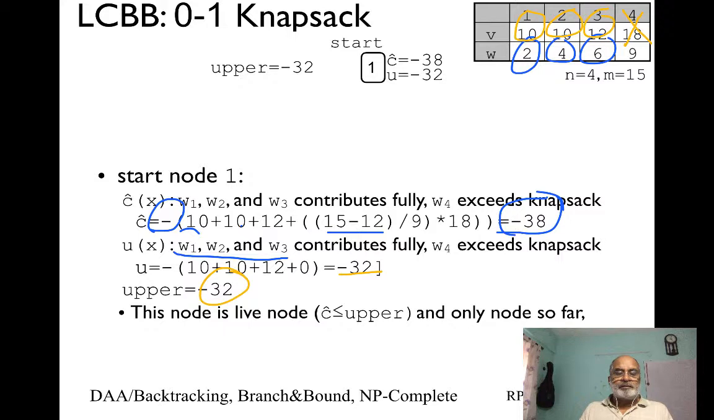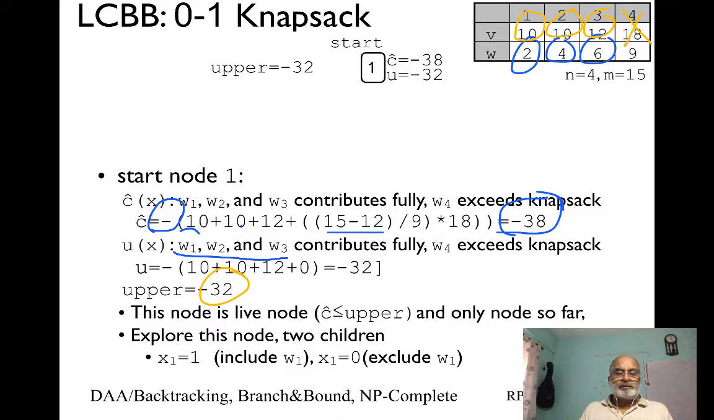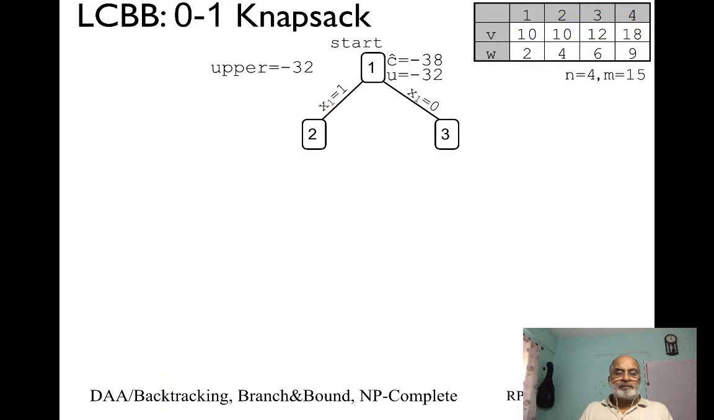We'll take two values. Consider weight 1. So weight 1 either can be included or it doesn't have to be included. If weight 1 doesn't get included, x1 becomes 0. If weight 1 gets included, x1 becomes 1. So explore these two children. X1 is equal to 1, that basically means we build a node. So this becomes node 2. And when x1 is equal to 0, this gives me node 3. And that means node 1 is taken out.